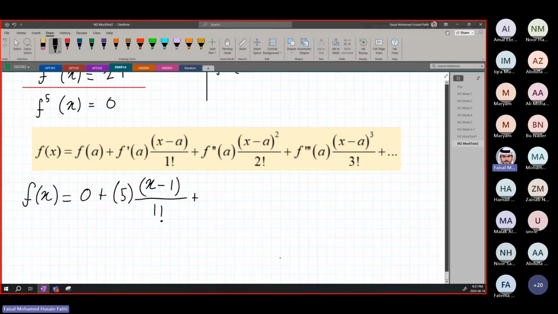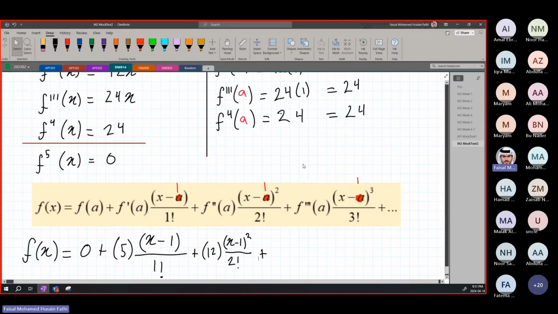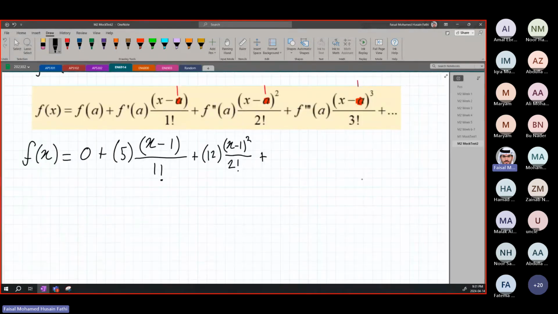Plus, again, f double prime a. What was f double prime a? 12. Then times x minus 1 squared over 2 factorial. Remember, for a, you're just going to substitute the value for a. So this a over here, you're just going to put 1 instead. That's all you're going to do. Again, plus f triple prime of a. What was f triple prime of a? 24.